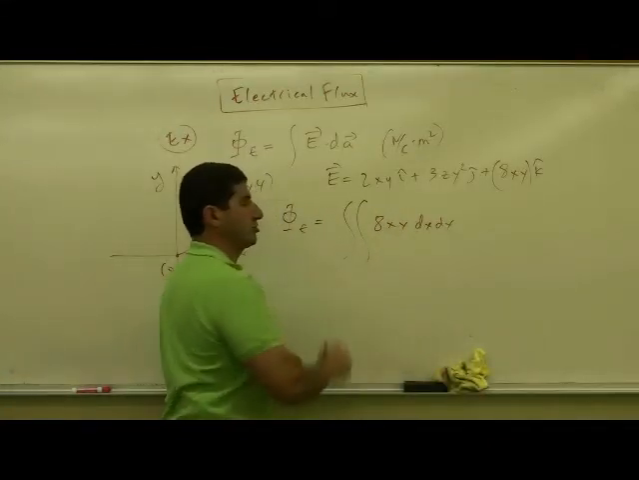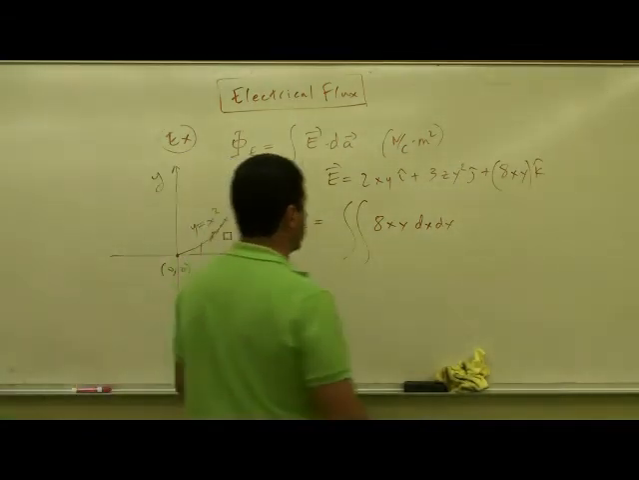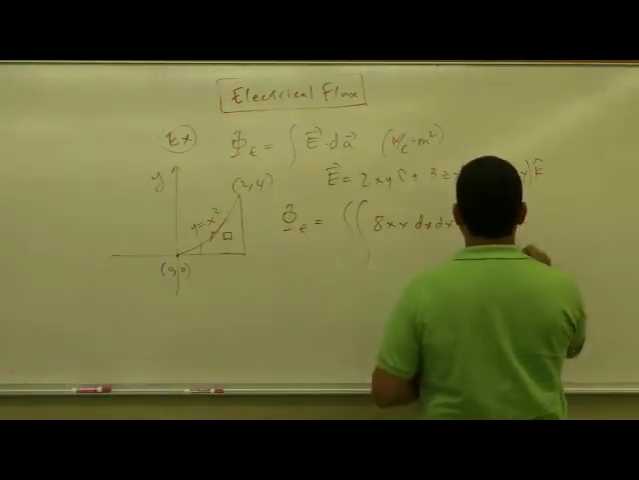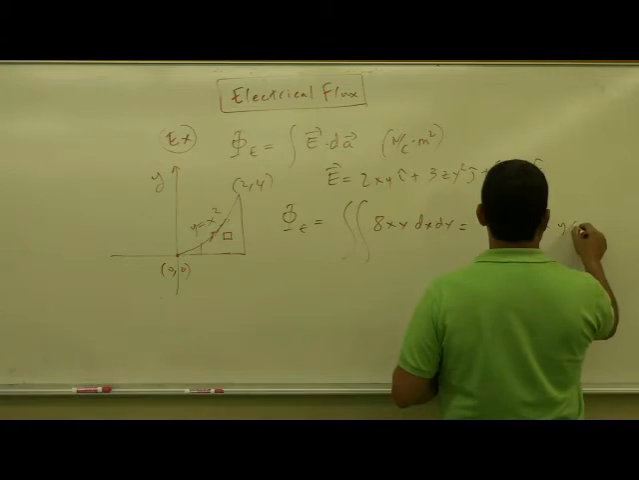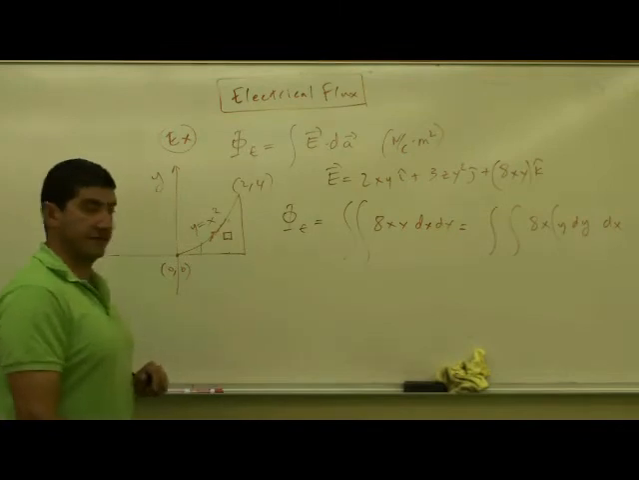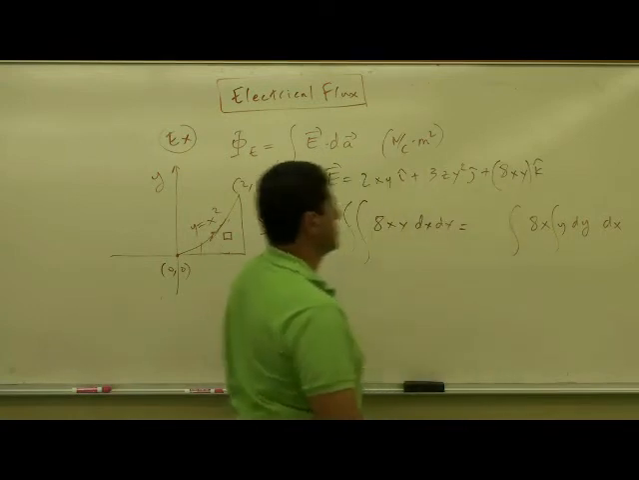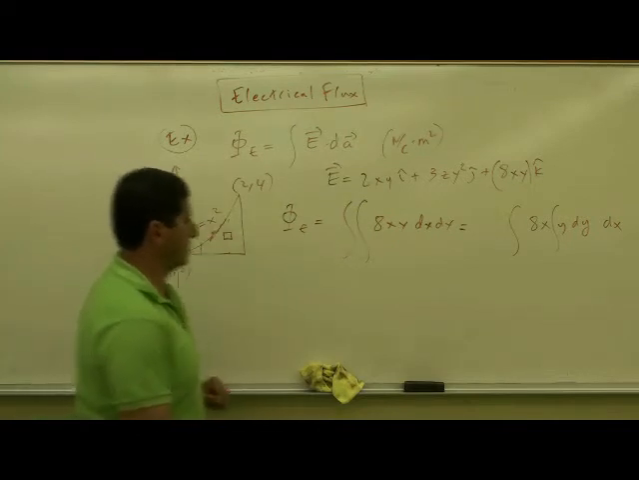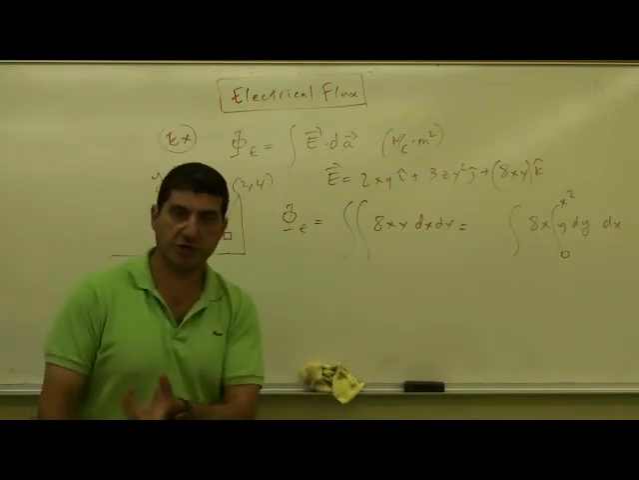And then I could do a double integral, right? Double integral 8xy dx dy. So which one should I do first? Well, I know y is equal to x squared, so I could do it like this: 8x, y dy, dx, and then integrate the y dy first, right? So integrate y dy, and then y goes from 0 to x squared. So integrate that part of the double integral.